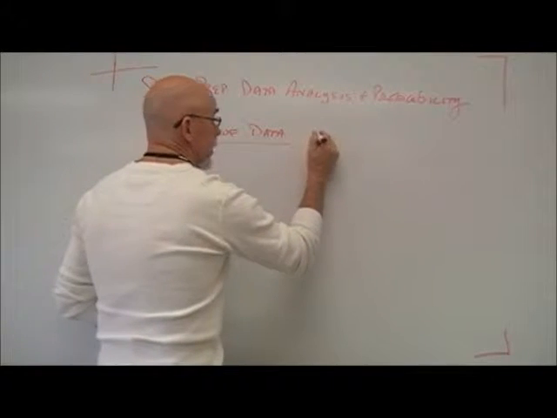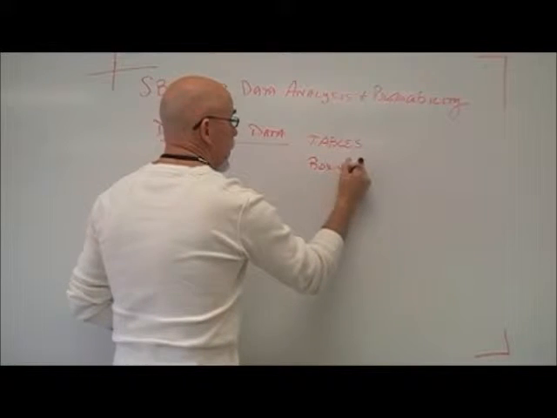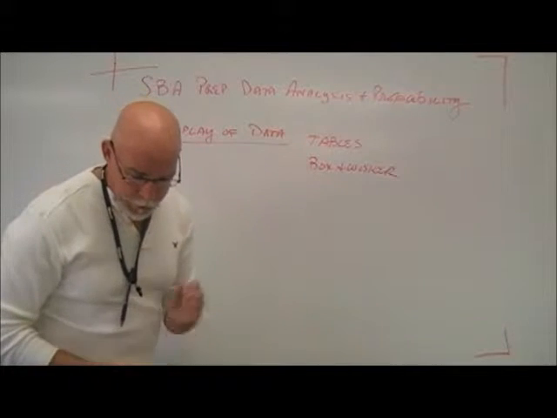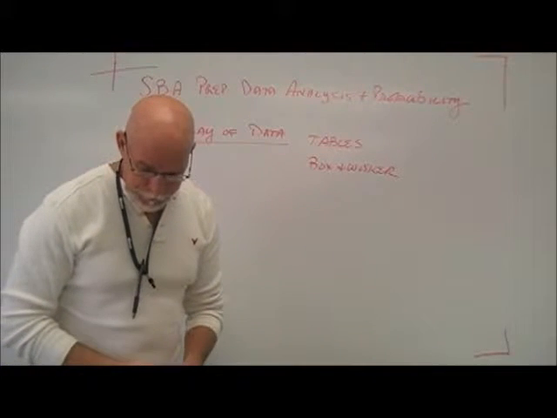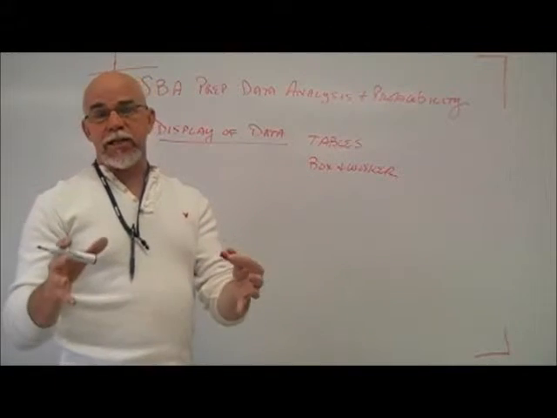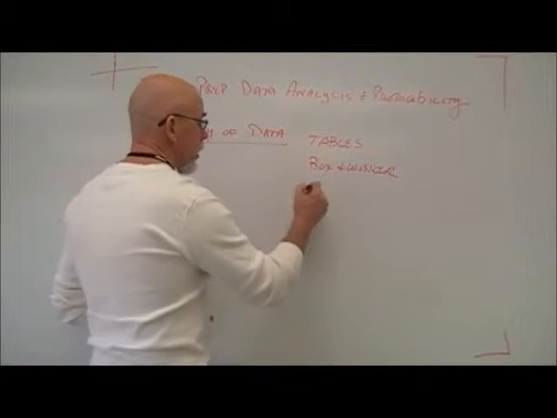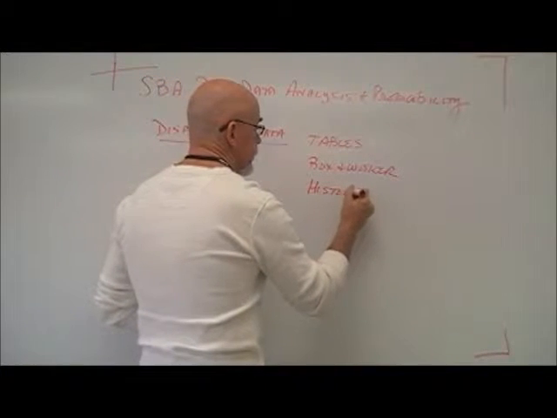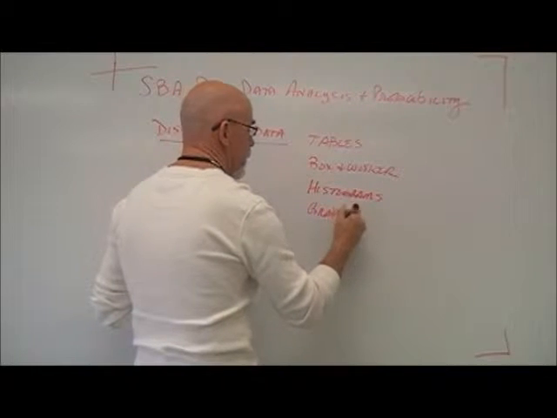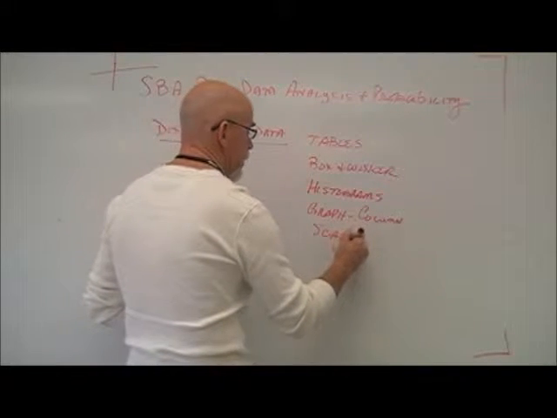So you have tables, you have box and whisker, ways of gathering data in that format, and being able then to also take data that you may be given and put it in those formats. And so those are a couple: histograms, graphs, column graphs, scatter plots.